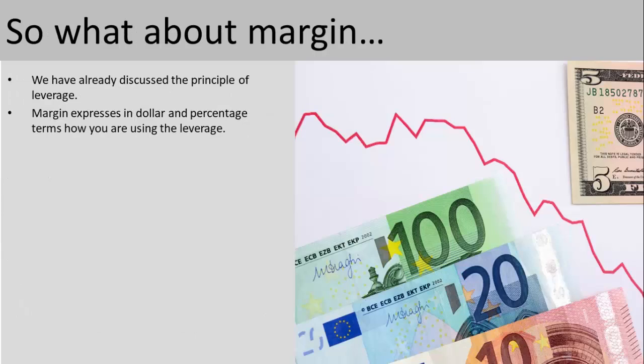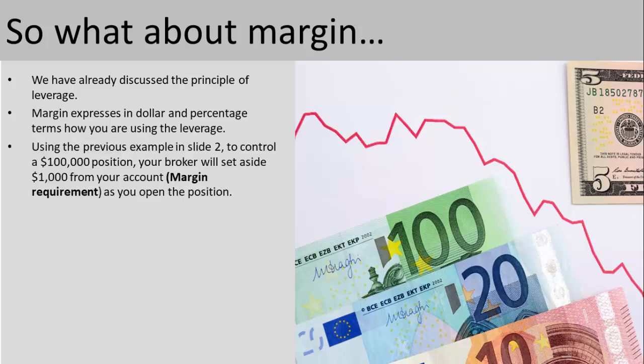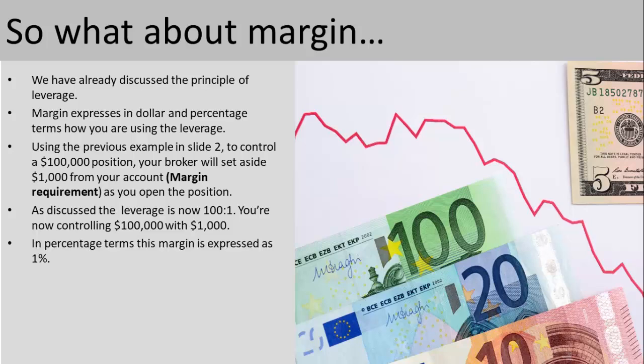So what about margin? Well, we have already discussed the principle of leverage. Margin expresses in dollar and percentage terms how you are using this leverage. Using the previous example in slide 2, to control a $100,000 position, your broker will set aside $1,000 from your account. This is termed the margin requirement and is actioned as soon as you open the position. As discussed, the leverage is now 100 to 1. You're now controlling $100,000 with $1,000. In percentage terms, this margin is expressed as 1%.